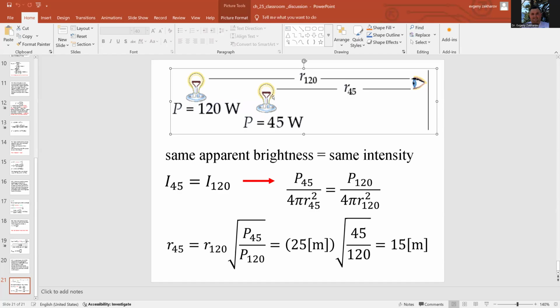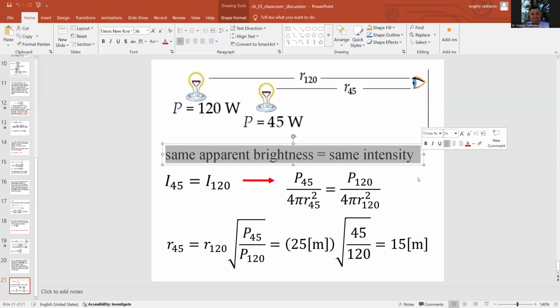So there is a light bulb that is closer but less powerful, less luminous, and there is another light bulb that is much more powerful, almost 3 times as powerful, but the distance is further away, and both light bulbs at some point will appear the same brightness. So once again, brightness changes with distance, but the power output stays constant. It's the same 45 watts no matter what, and it's the same 120 watts no matter what.